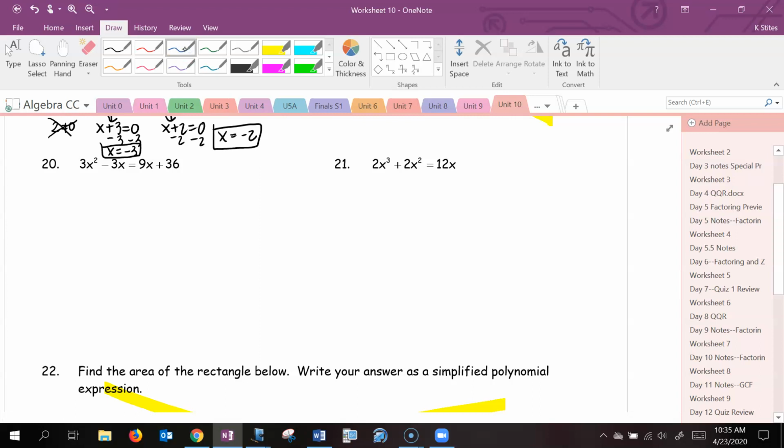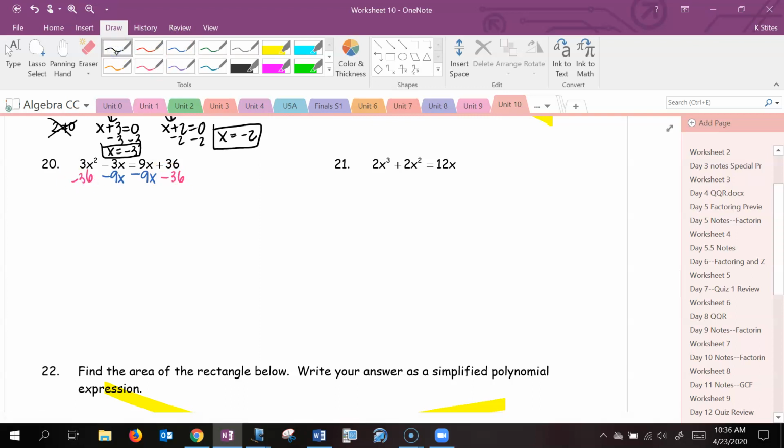on the other. When we factor, we want our x squared term to be positive. So I want to leave my 3x squared and -3x where they are, and instead I'm going to subtract over my 9x. And I'm also going to subtract over my 36. I don't really have anywhere to put him. I'm going to put him there.